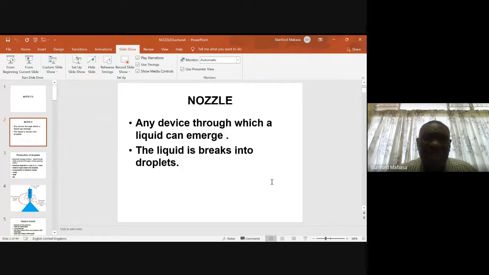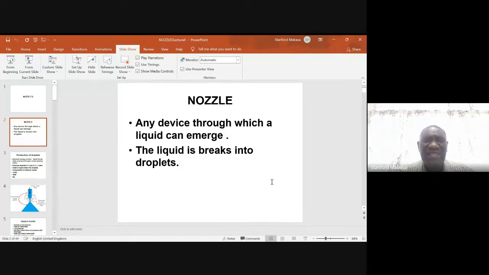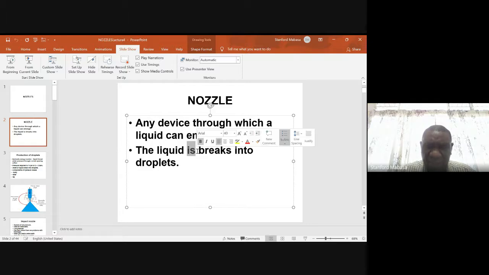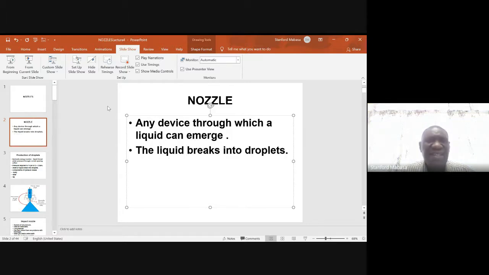Now, what is a nozzle? It is any device through which a liquid can emerge. The liquid breaks into droplets.